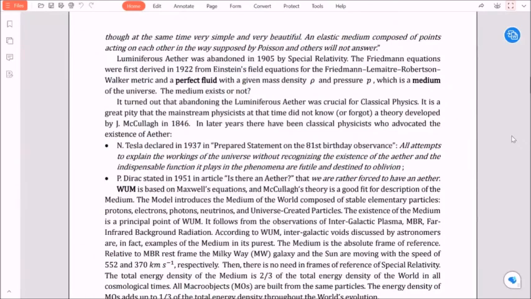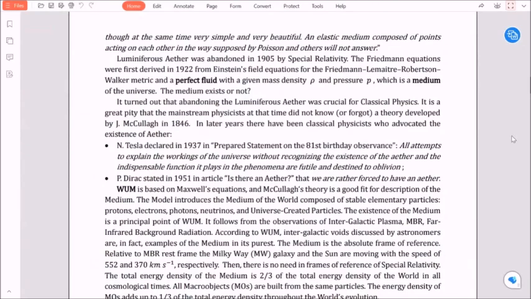It follows from the observations of intergalactic plasma, MBR, far-infrared background radiation. According to WM, intergalactic voids discussed by astronomers are in fact examples of the medium at its purest. The medium is the absolute frame of reference relative to MBR rest frame. The Milky Way galaxy and the Sun are moving with the speed of 552 and 370 kilometers per second, respectively. Then there is no need for frames of reference of special relativity.